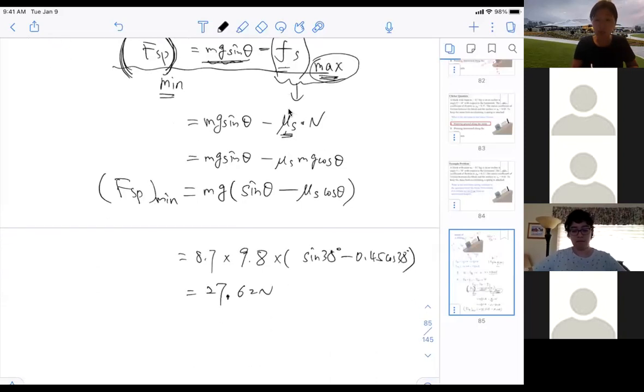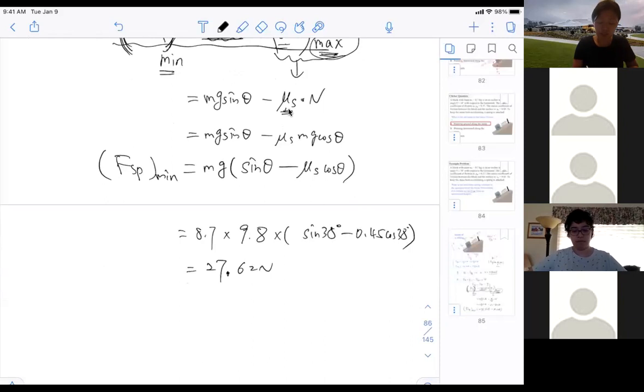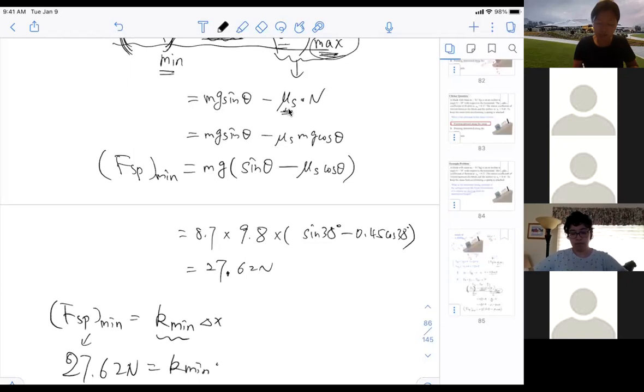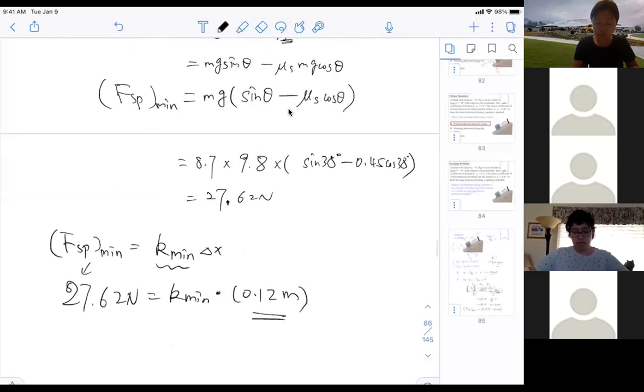Okay, so that is still not the question. The question asks, what is your spring constant at the minimum, right? So we can simply do one more extra step to find our spring constant. We know that the minimum force is 27 newtons, and at this force it's extended for 12 centimeters. So you can plug in 0.12 meters. The minimum spring constant is going to be 230 newtons per meter. So this will be the final result.